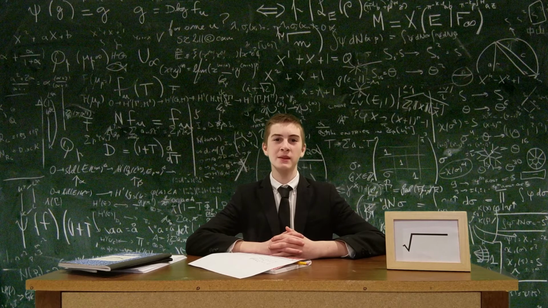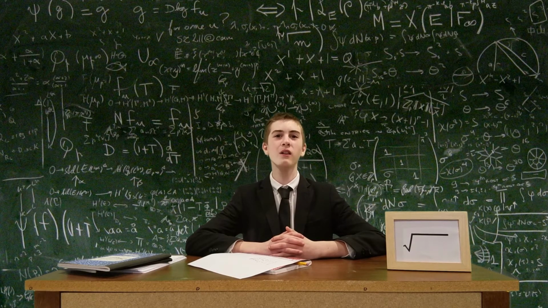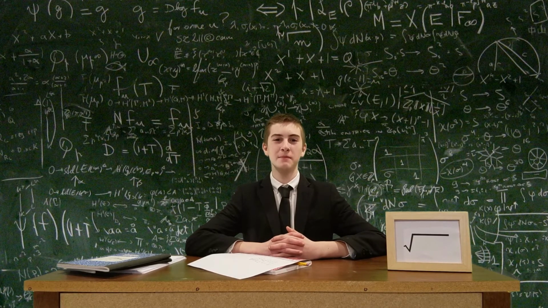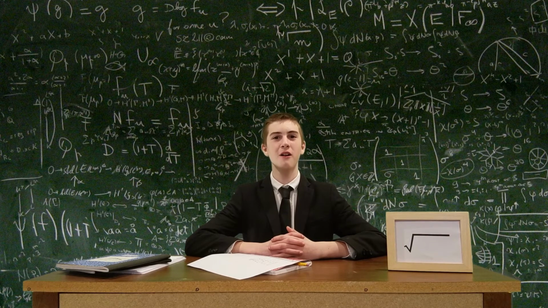X equals opposite b plus or minus the square root of b squared minus 4ac all over 2a. One more time. X equals opposite b plus or minus the square root of b squared minus 4ac all over 2a.